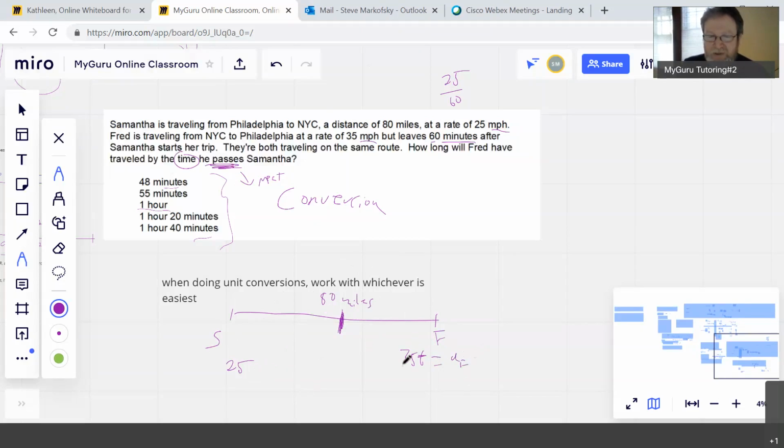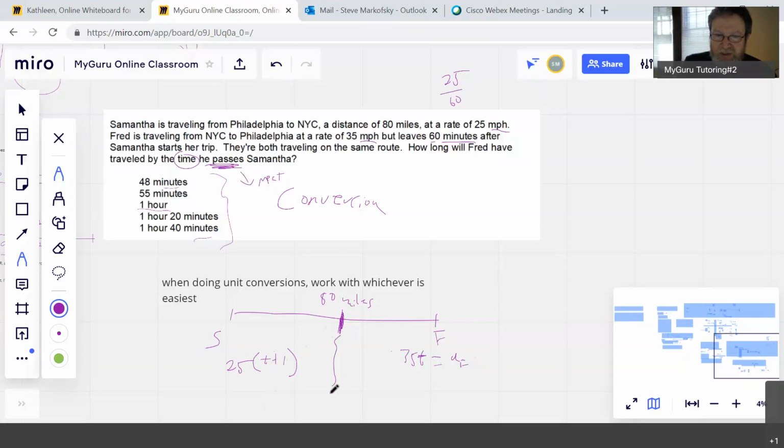And Samantha, what is Samantha's time going to be? T plus 1, because she has an extra hour. Right. She left earlier. It's taking her longer. She's slower. It's taking her more time. More corresponds to plus.